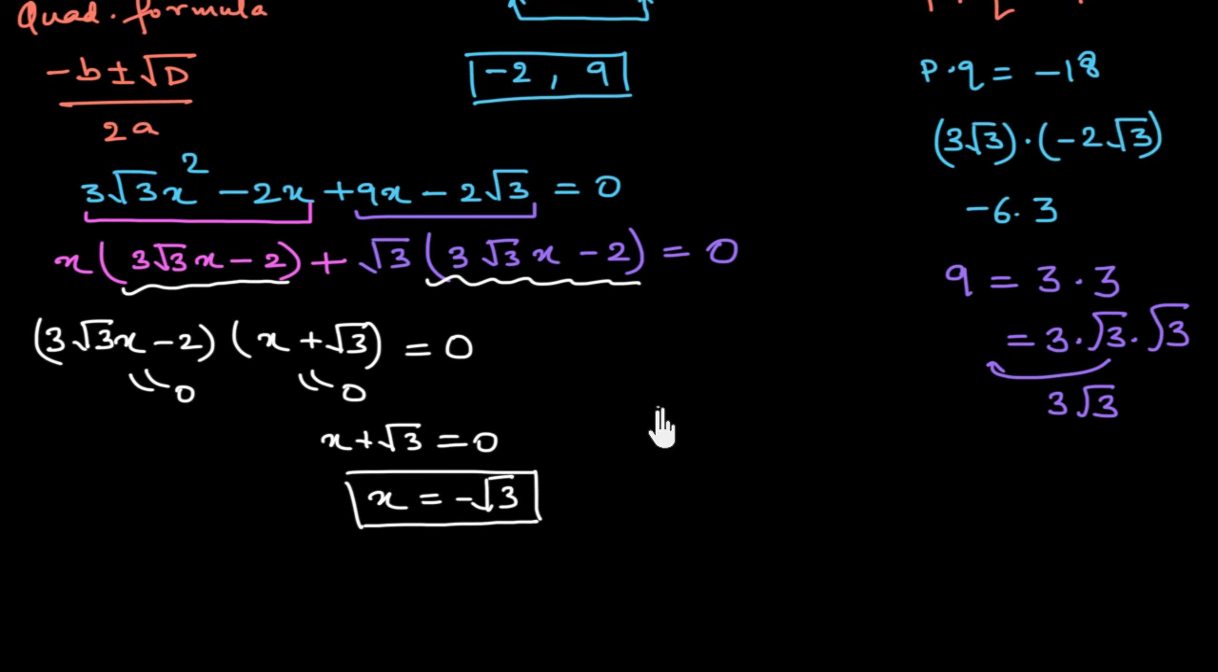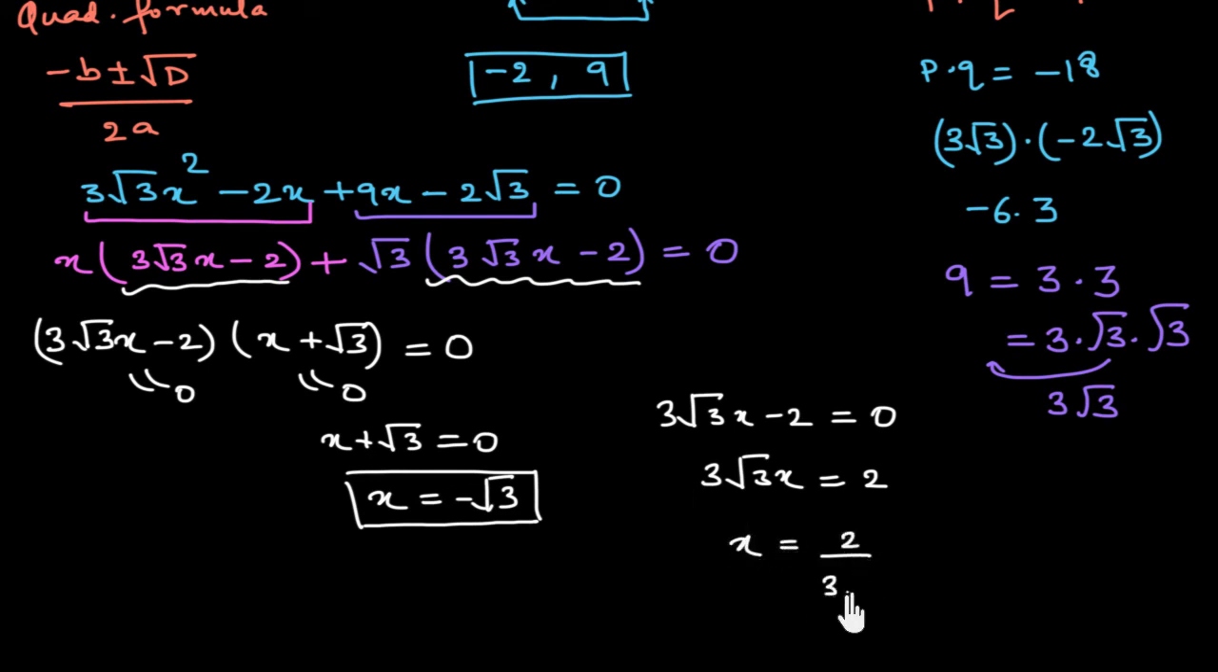And secondly, if 3 times square root of 3x minus 2 is equal to 0, let's find the value of x. We can first add 2 to both sides. So this would give us 3 times square root of 3x is equal to 2. Now we can divide both sides by 3 times square root of 3, which would finally give us x as 2 upon 3 times square root of 3. You can further rationalize this to get a rational denominator, but I think you got an idea what the second value of x is, which would satisfy the given quadratic equation.